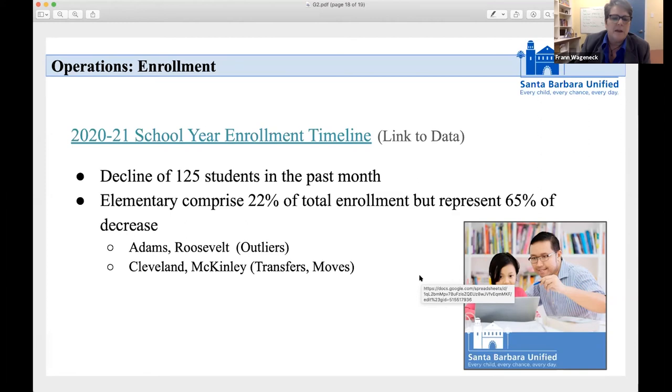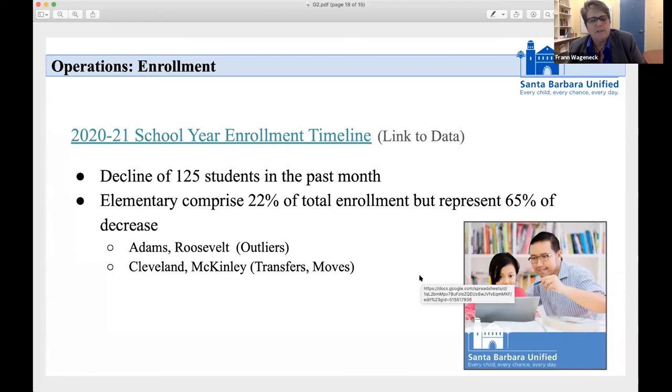But in the meantime, we are looking forward to what this opportunity of distance learning can provide. So in terms of enrollment, we felt it was necessary to talk to the board about this decline, point it out, and just try to make sense and meaning of it. We'll continue to monitor these numbers as we go along.